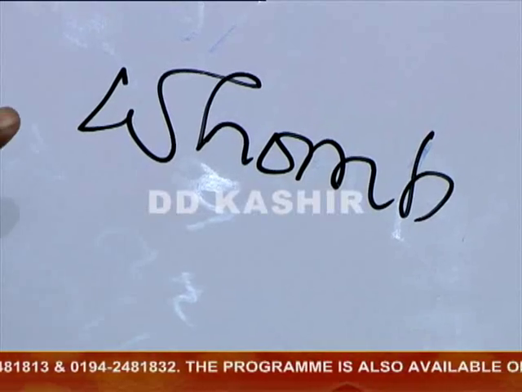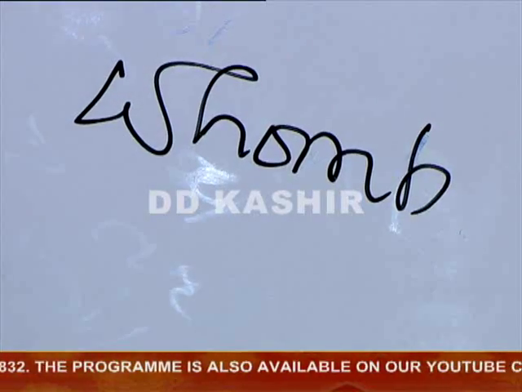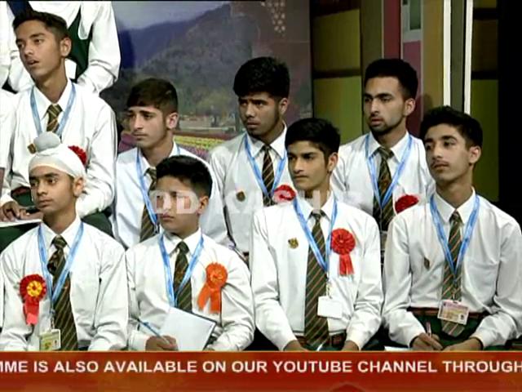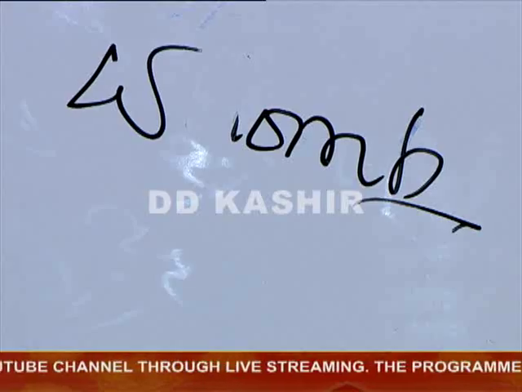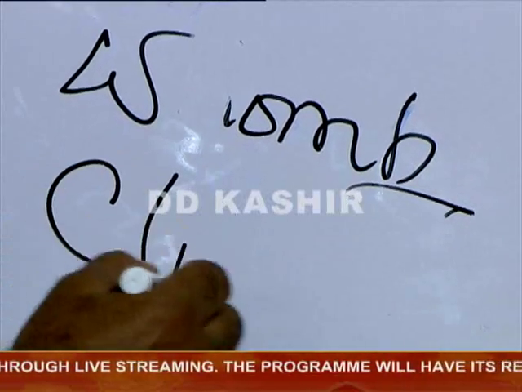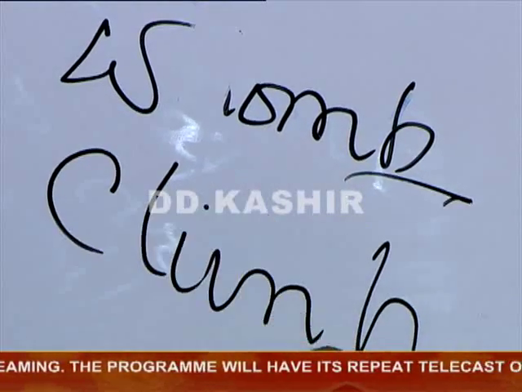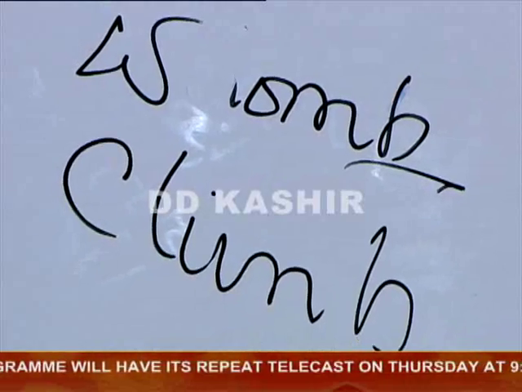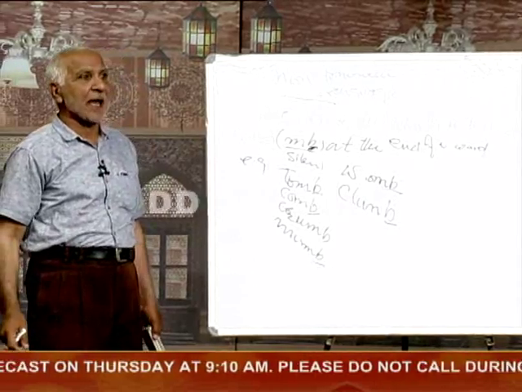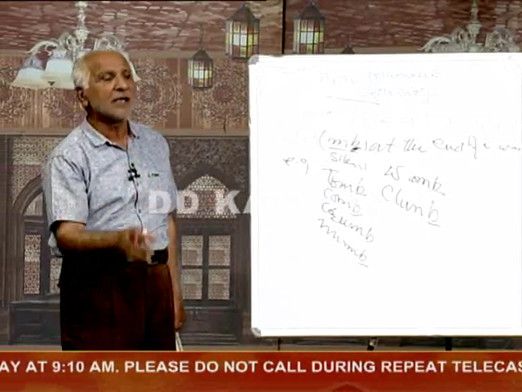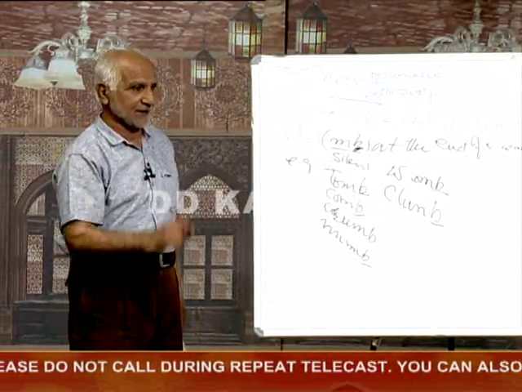W-H-O-M-B or W-O-M-B? W-O-M-B. Very good. Womb. B is silent here. Now, climb. Very good. Not "climb" with the B sounded. Climb. Here, B is silent. So first, in the combination MB at the end of a word, letter B is silent.